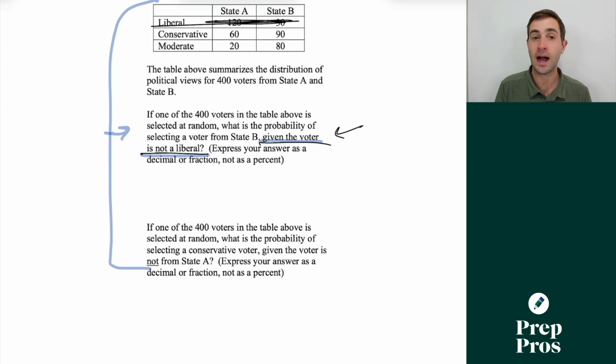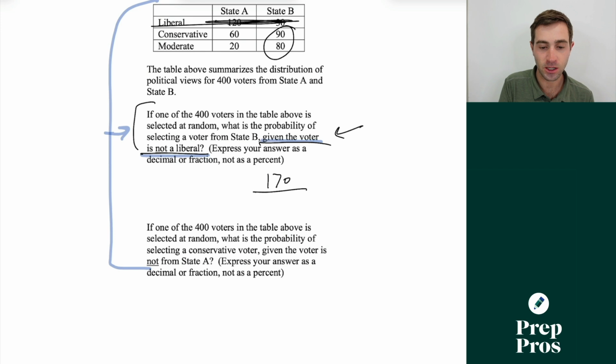And essentially, after we've struck out that condition, we can now go back and reread this question. If one of the 400 voters in the table is selected at random, what is the probability of selecting a voter from state B? Now, since we've gotten rid of that part, it's very easy for us to go through. Well, state B is going to be the 90 plus 80, which is going to give us 170, and it's going to be out of our total of 250. So your answer is simply going to be 17 over 25, or the decimal equivalent.